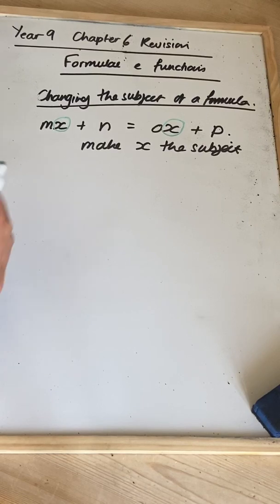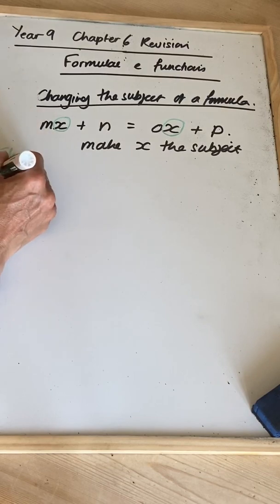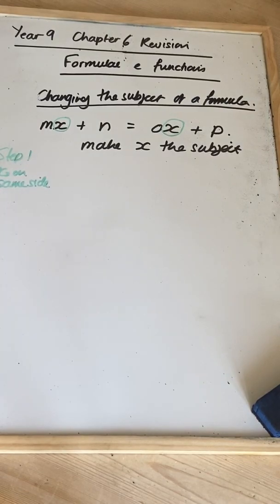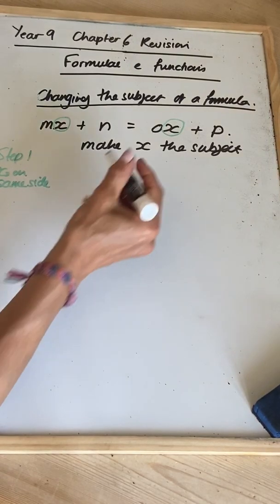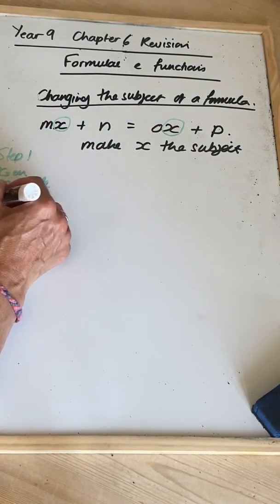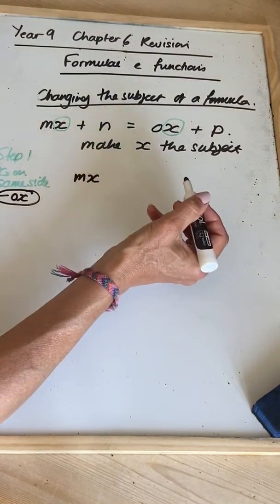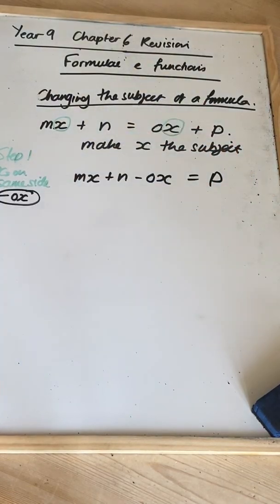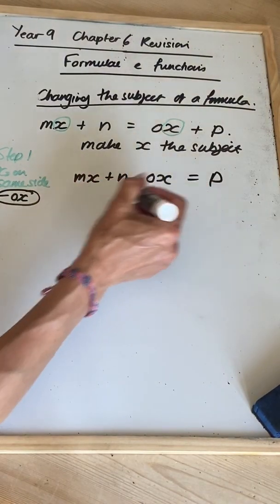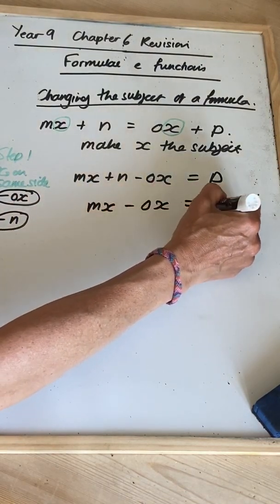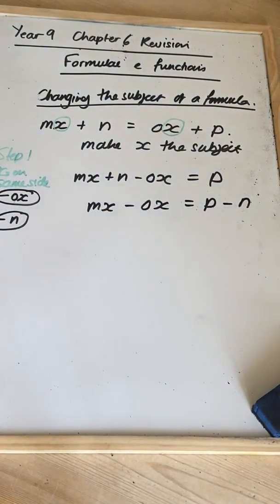So step 1 has got to be x's on the same side. Getting the x's onto the same side, I'm going to subtract ox from both sides. That's what I'm doing. So on this side, I'll have mx plus n minus ox, and I will no longer have ox on that side, so it equals p. Still trying to get x on the same side, I'm going to subtract n. Then I've just got my x's on one side and my letters that don't have any x's in them on the other side.